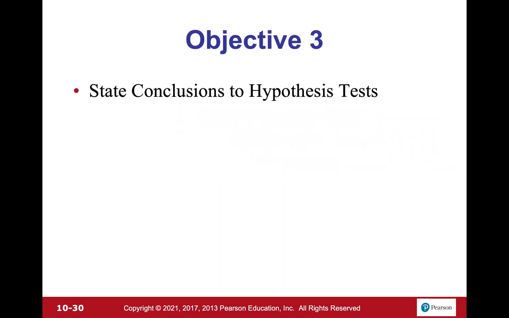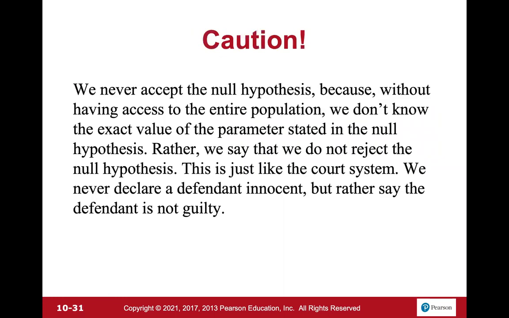So A, state the conclusions to hypothesis testing. Caution, we never accept the null hypothesis, because without having access to the entire population, we don't know the exact value of the parameter stated in the null hypothesis. Rather, we say that we do not reject the null hypothesis. This is like the court system: never declare a defendant innocent, but rather say that the defendant is not guilty. So innocent until proven guilty, but in reality, it's just not guilty. It's not that they're innocent right now.